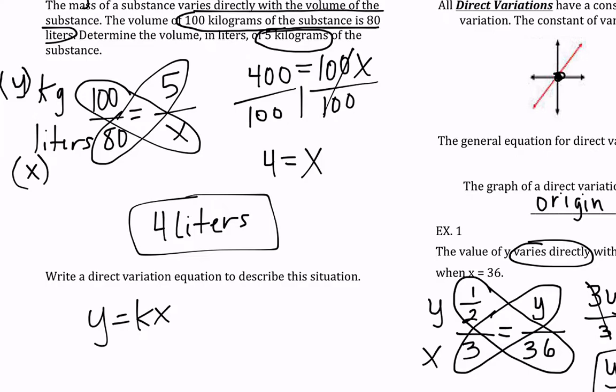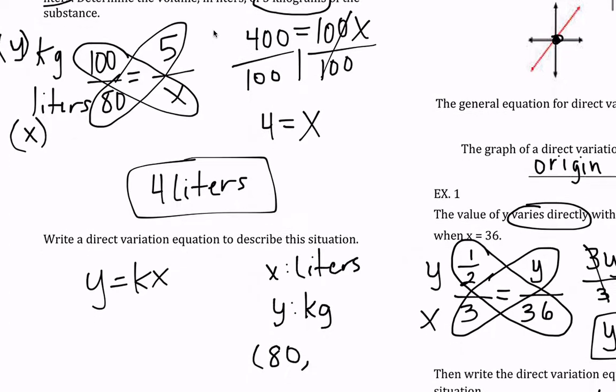We have room, we can write it down here. All right, so I know I need a point, so let's take the point that it gave us. 100 kilograms goes with 80 liters. Okay, so X is liters, so that's the number that goes first. So 80 liters, so the point would be 80, comma. My Y is kilograms, so 80 liters went with 100 kilograms, so the 100 is your Y value.